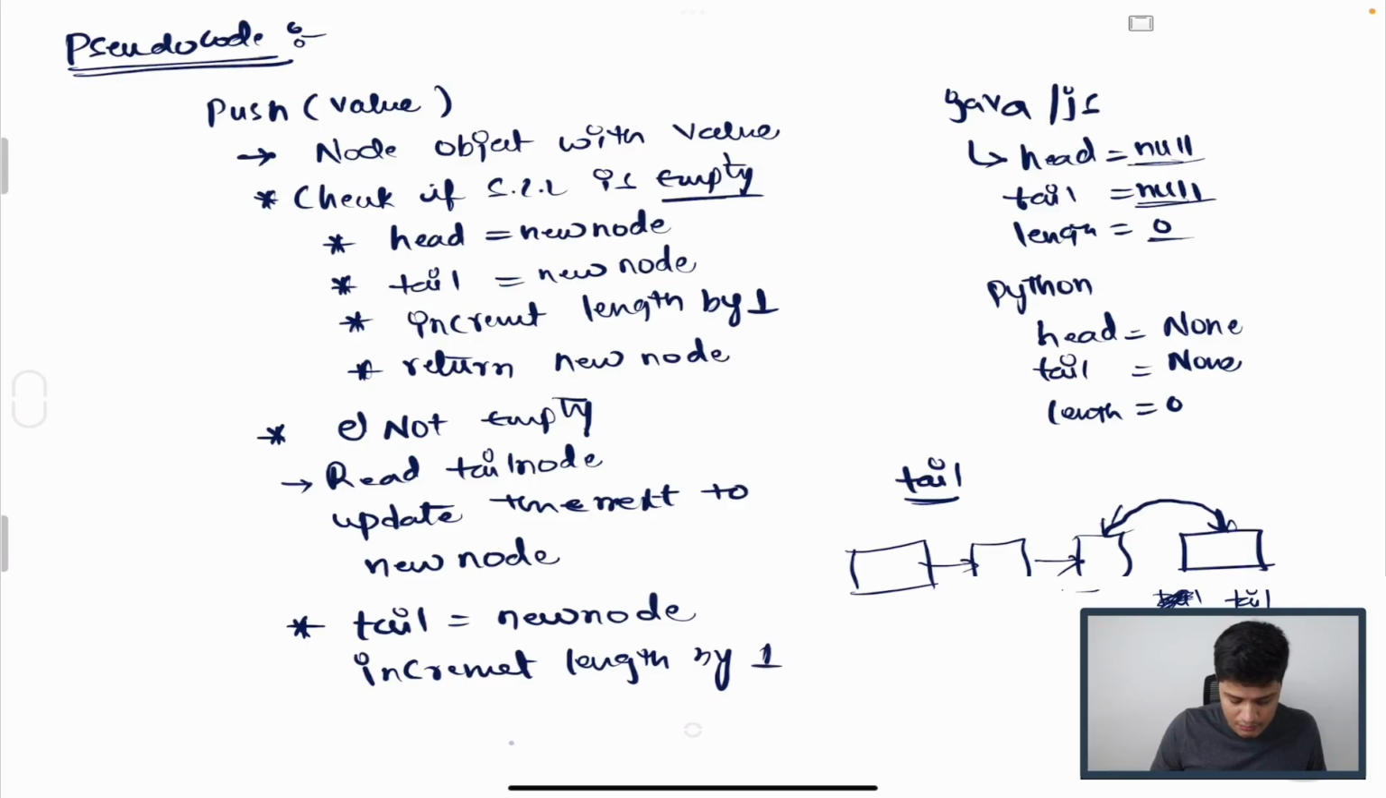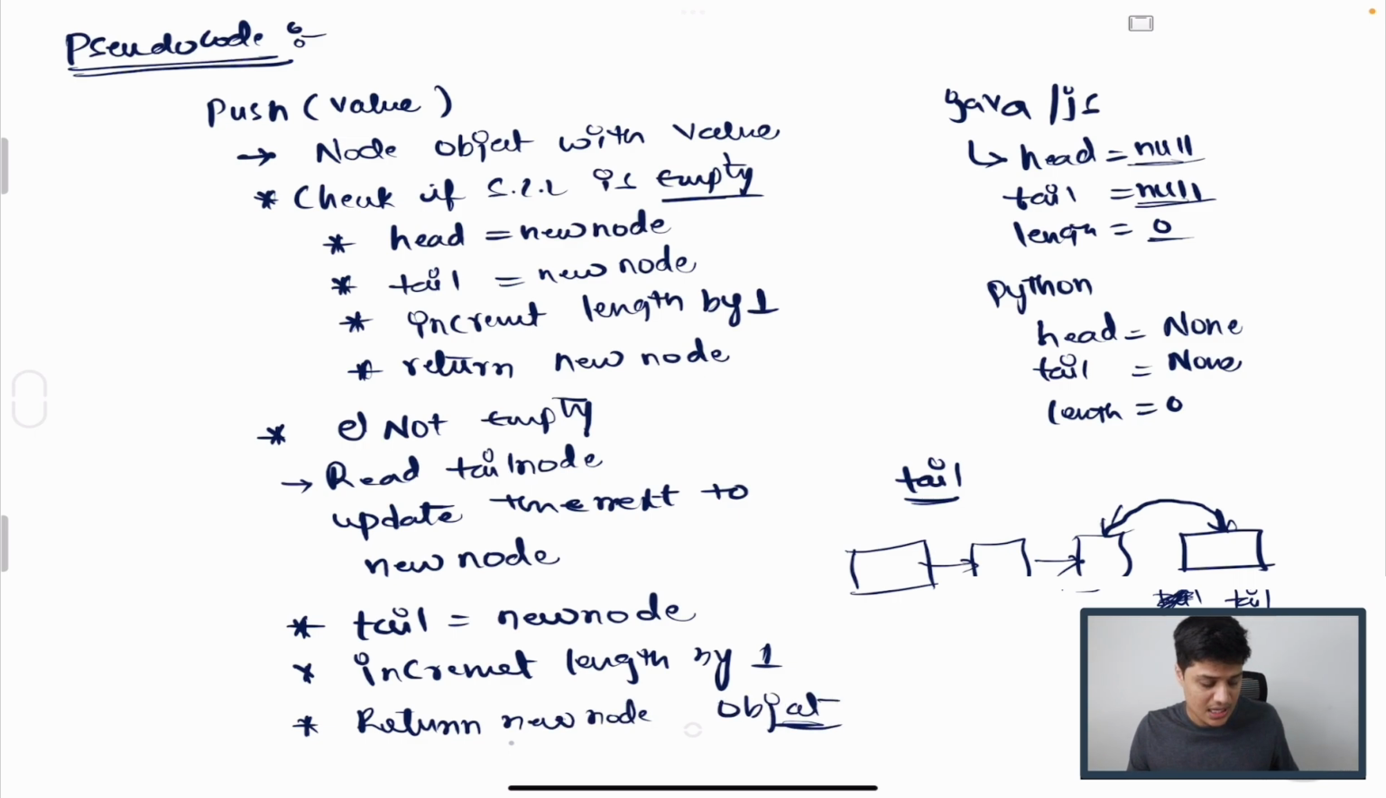In the end, we will simply return the new node object. So this is the pseudocode for implementing the push functionality on a singly linked list. Remember that there will be two cases: one will be an empty singly linked list and the other will be a non-empty singly linked list. That is how we perform the push functionality, and let's go ahead and implement it programmatically as well.